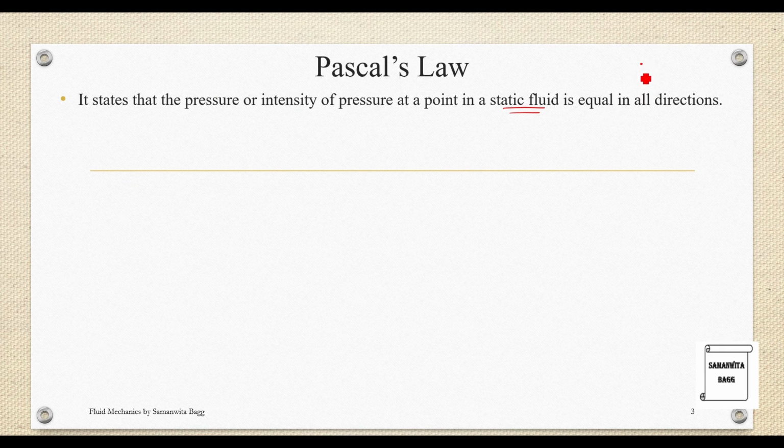So suppose in a static fluid this is a pressure point, it is saying at a point. At this point the intensity of pressure, say along the x-axis, is Px, along y direction say it is Py, along z direction say it is Pz. So this Px will be equal to Py will be equal to Pz. This is the statement of Pascal's law. Now we will start deriving it.